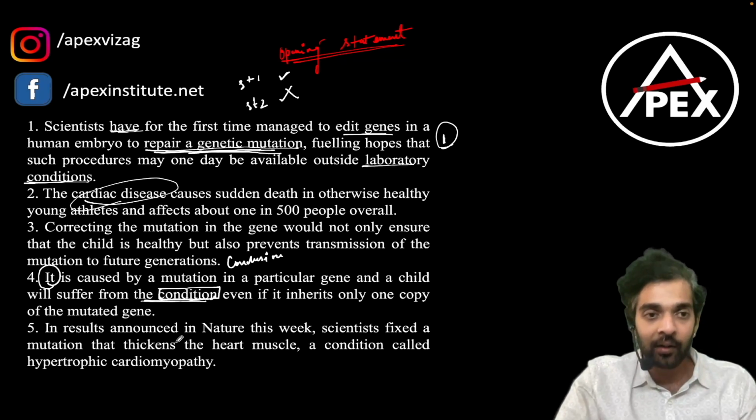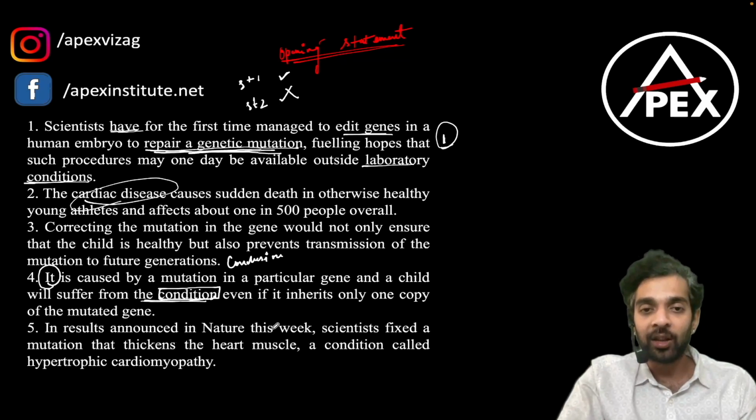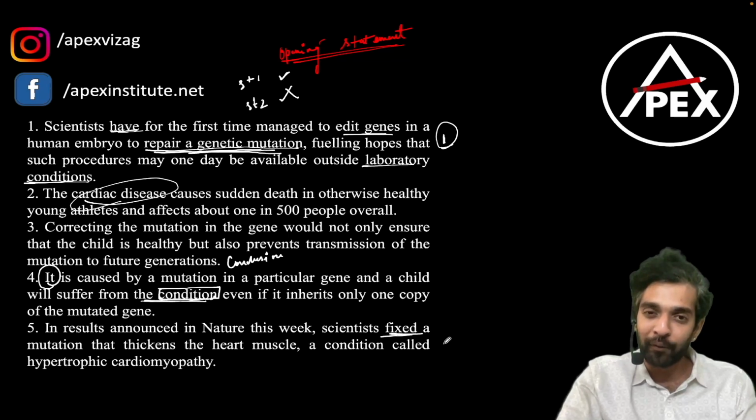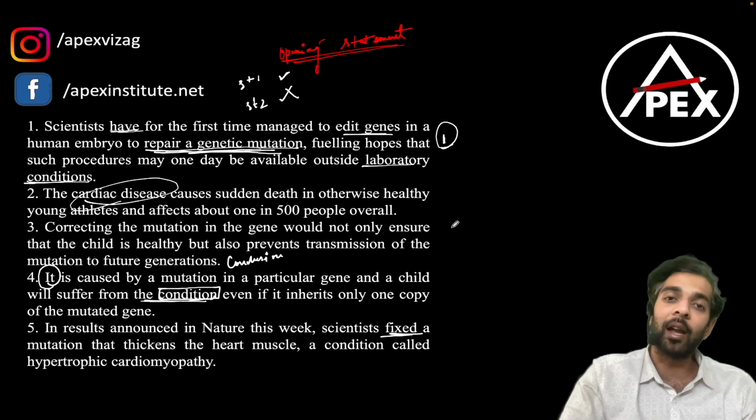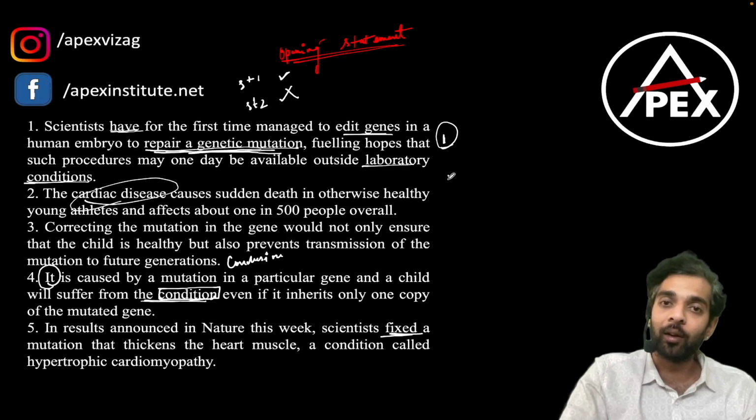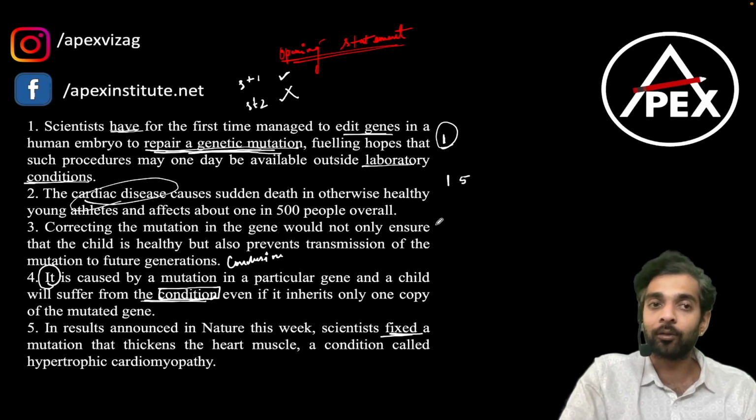Look at the last sentence here. In results announced in Nature this week, scientists fixed a mutation. So "scientists fixed" is in the past tense, so this must have happened before this. So 1 must have happened before 5. Correct? So right there I can make a link as 1, 5.